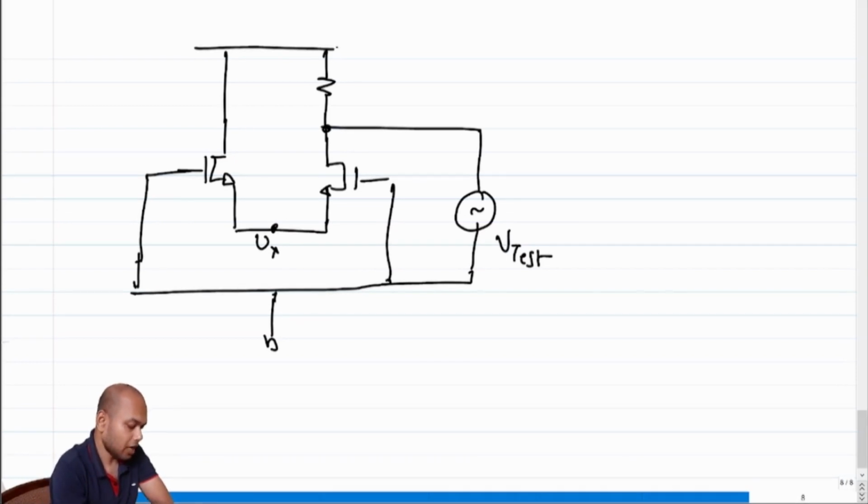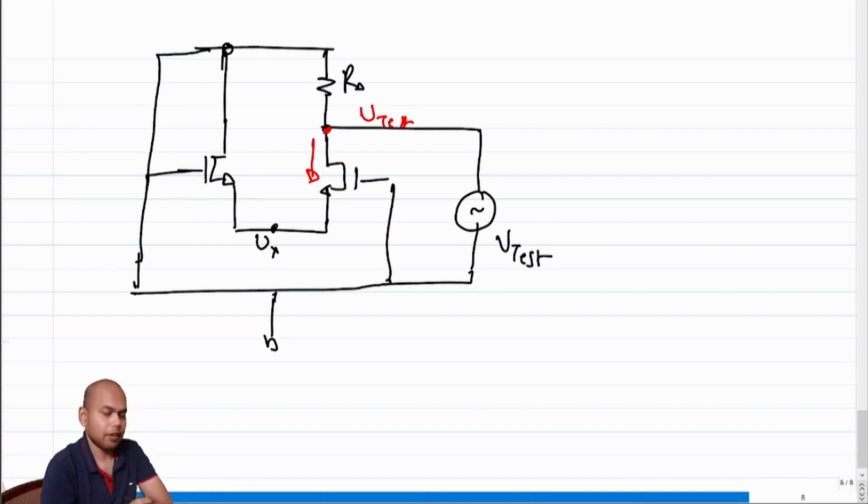So let's do it in two parts. This is also grounded. First, let's find out what is the current going down and what is the current going up. The current going up is easy. The current going into RD is V test over RD. So no problem with that. We need to establish what is the current flowing downwards. So how should we establish that?